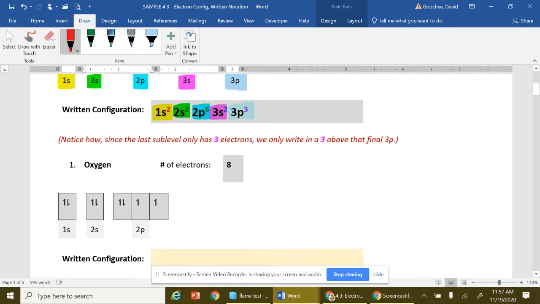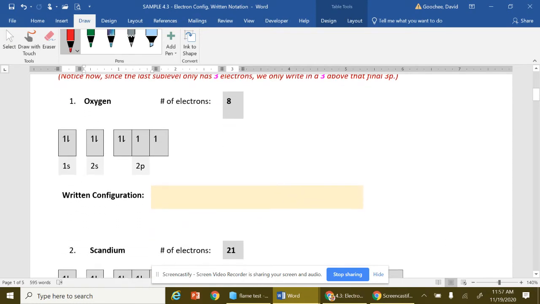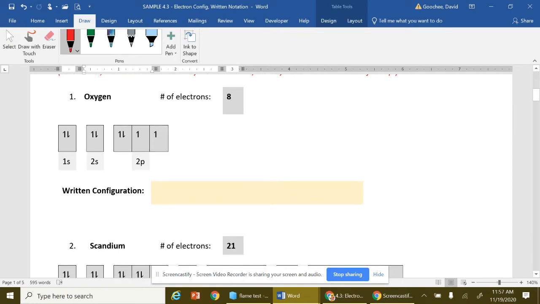Now, I've changed the ones from what you have on your sheet, so it's not going to be the exact same thing, but it's going to be similar. So here I go. Oxygen, the written configuration. We start with the 1s, which has 2 electrons, so 1s2. Then we have the 2s with 2, so it's 2s2. Then we have the 2p with 1, 2, 3, 4. So it ends in 2p4. That is the electron configuration for oxygen.